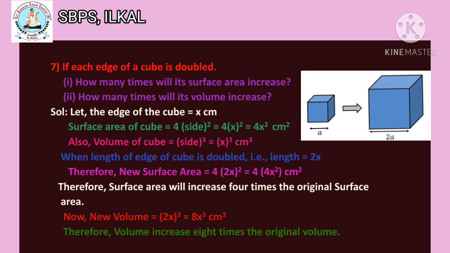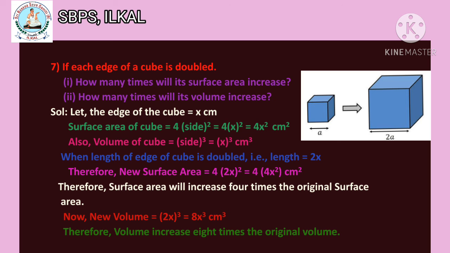When length of edge of cube is doubled, that is length is equal to 2x, we will consider. Therefore, new surface area is equal to 4 into 2x whole square, which is equal to 4 into 4x square, because 2 2s are 4, x into x is x square. Then 4 into 4x square centimeter we got as new surface area. Therefore, surface area will increase 4 times the original surface area.